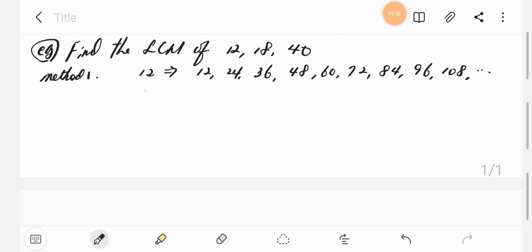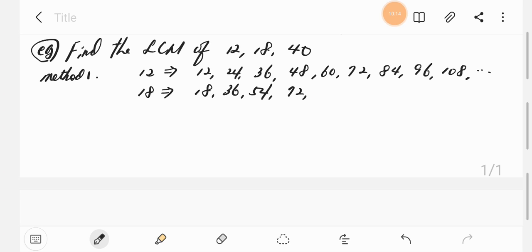Okay, how about multiples of 18? That is 18, 36, 54, 72. And then, that actually is not a good method because it takes a lot of time.